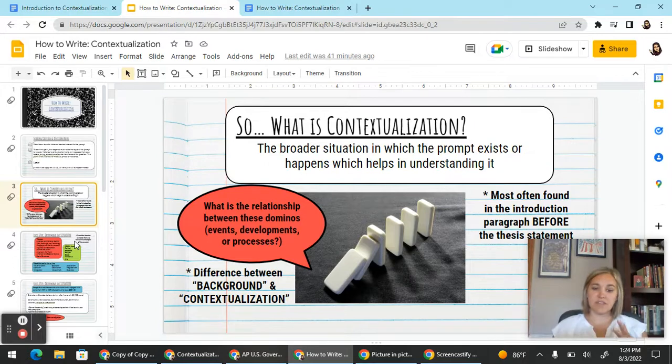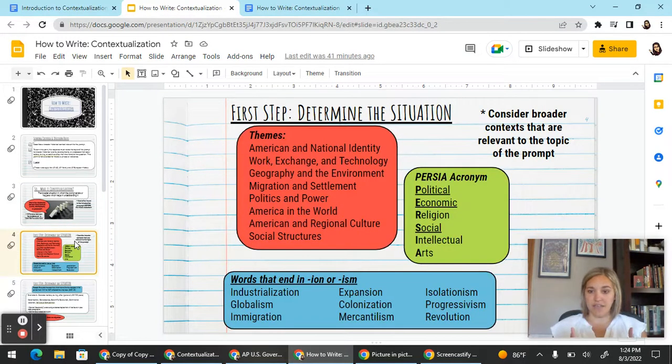Then I start the step-by-step guide to help students actually complete the contextualization. There are a few different ways that some students have found success in thinking about it. Sometimes students latch onto the themes, so these are the themes of American history. Sometimes students think, oh, migration, that's a good theme, I can connect that to the trends of what's happening in the prompt. Or thinking about the PERSIA acronym, especially zoning in on political, economic, and social trends.